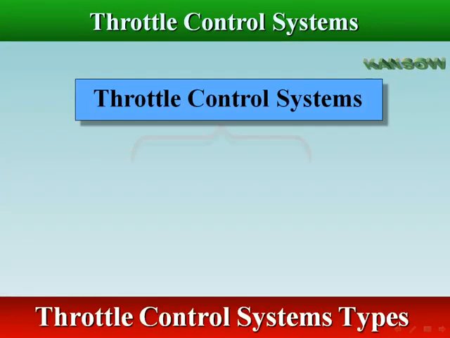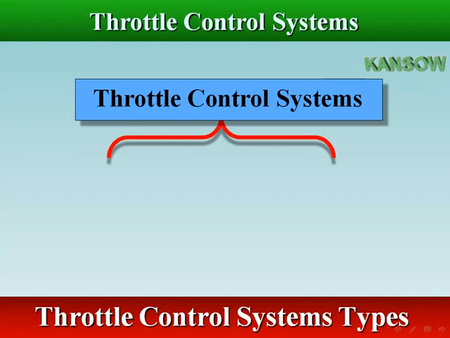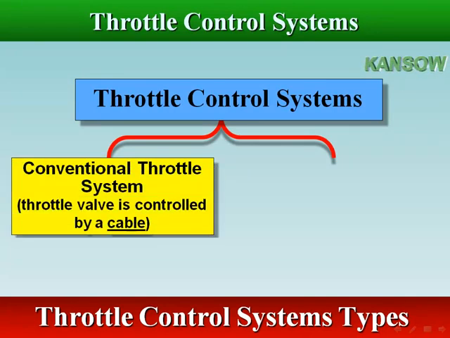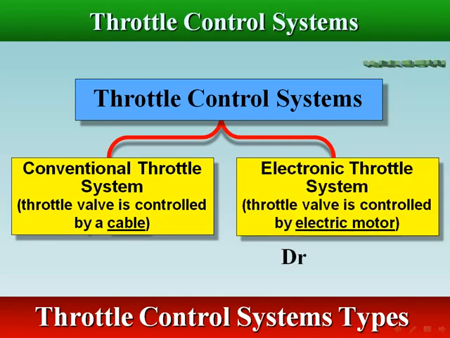There are two types of throttling systems used in vehicles. Conventional throttle system: the throttle valve is controlled by a cable. Electronic throttle system: the throttle valve is controlled by an electric motor.